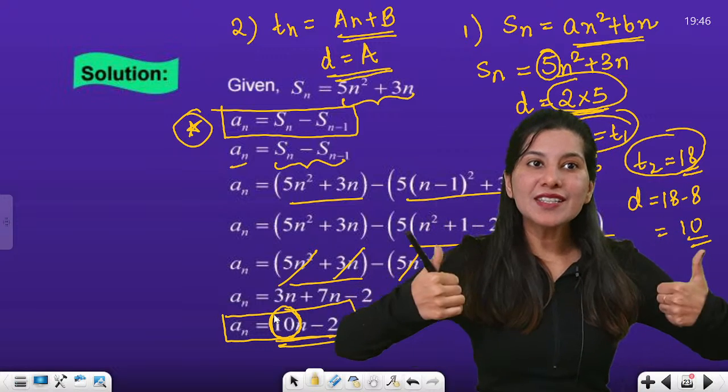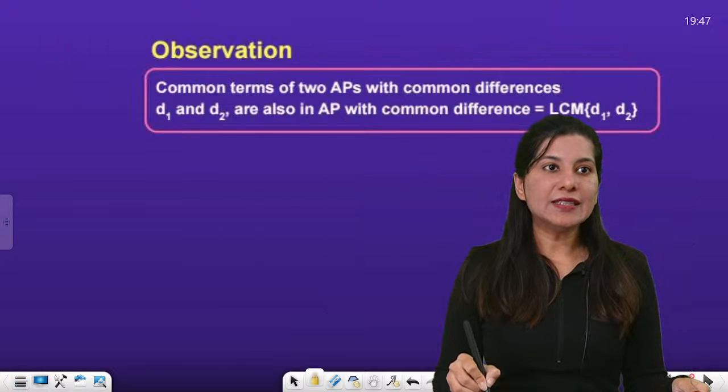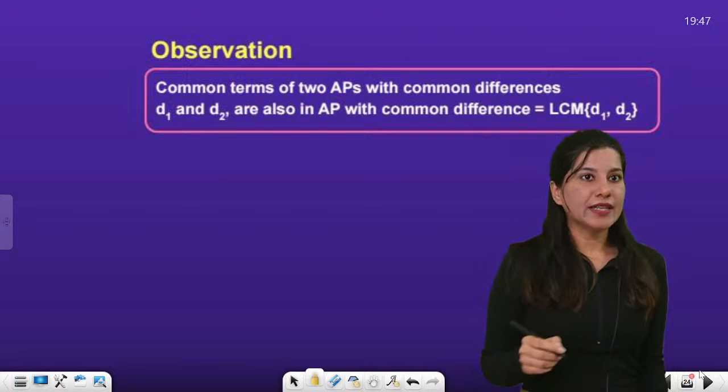Have you understood this? Yes, give me a big thumbs up if you've understood this. Right? Clear? Okay.